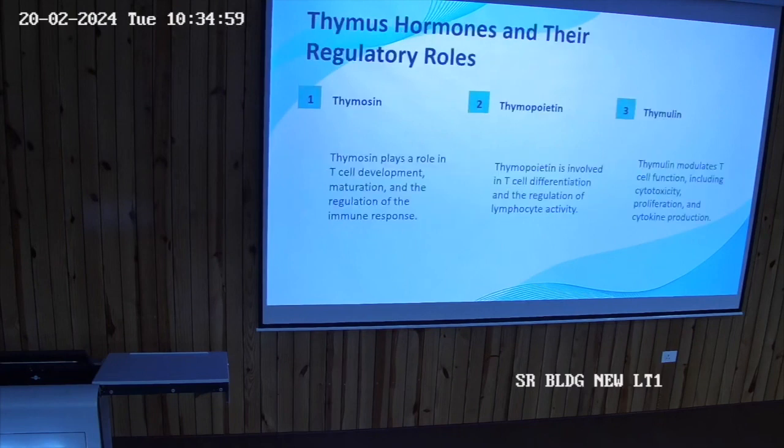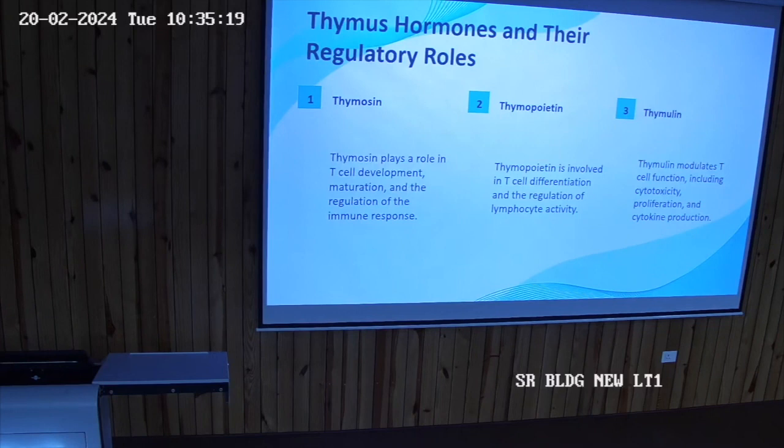Hormones and their regulatory roles: thymosin, thymopoietin and thymulin. It plays a role in T cell development. It is involved in T cell differentiation and the regulation of lymphocytic activity. Thymulin modulates T cell function, including cytotoxicity, proliferation and cytokine production.